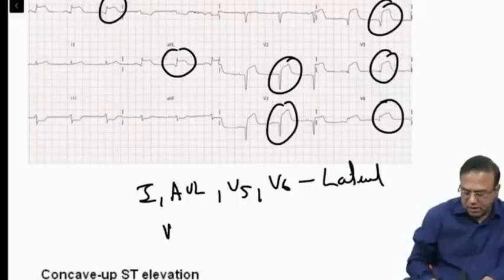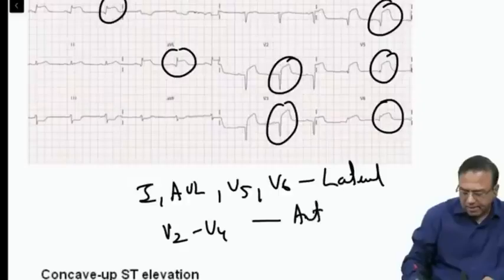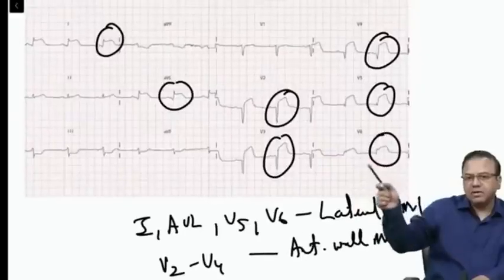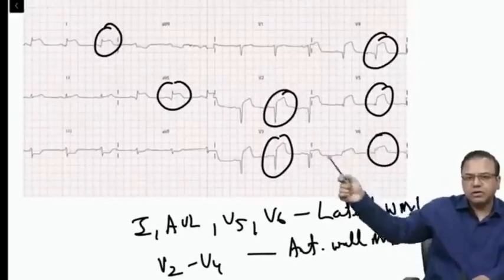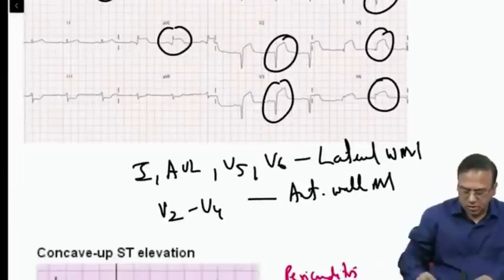If you see anterior leads V2 to V4 showing elevation, this is anterior wall MI. Okay, anterior wall MI, this is lateral wall MI. So you can make out lateral leads are positive, anterior leads are showing elevation. This is nothing but anterolateral wall MI.